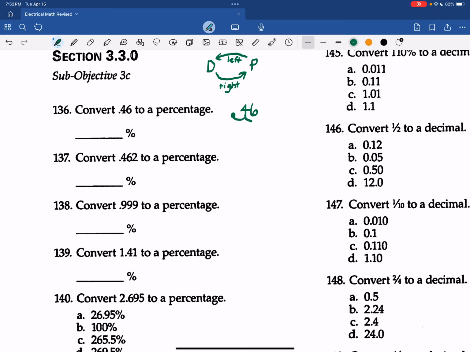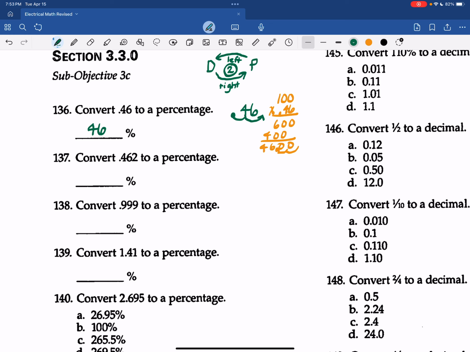So we're moving it this way to get 46%. What you are literally doing is multiplying 100 times 0.46. So you've got 0064, and you have 2 scoops. So that's the math behind it, but the easiest way is just to go 2 places to the right. And it's always 2 places because of the 2 zeros in 100.